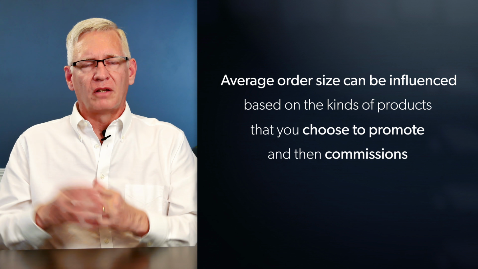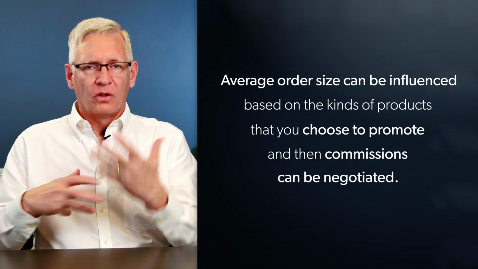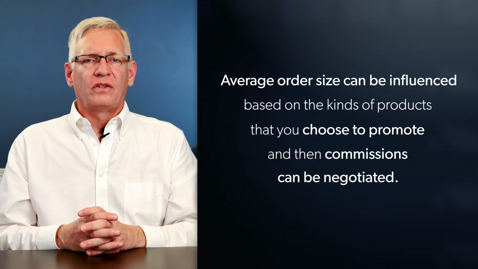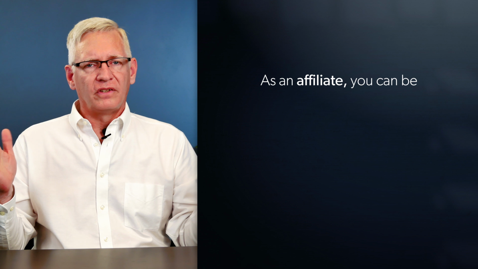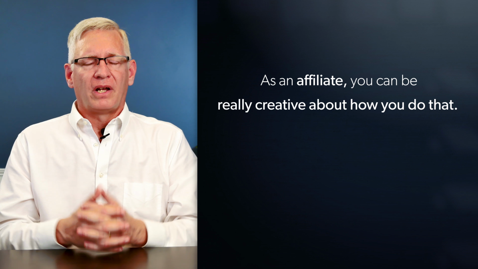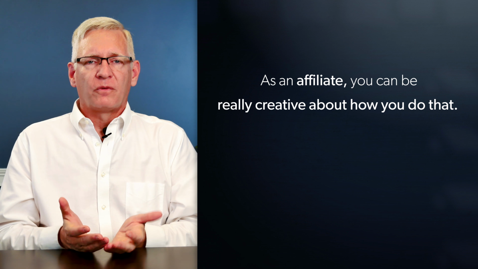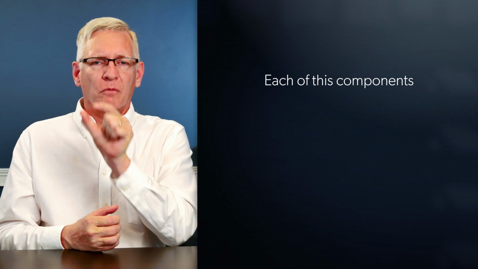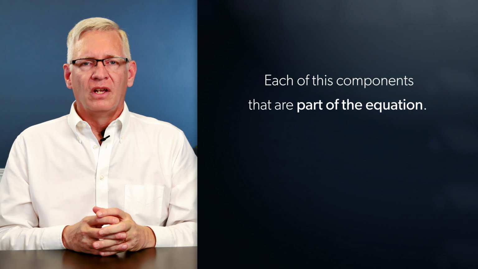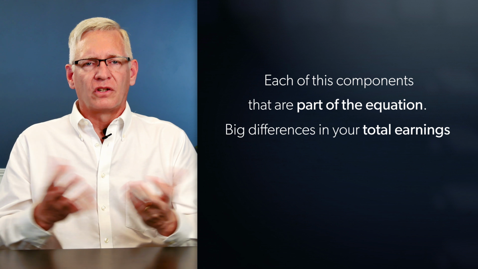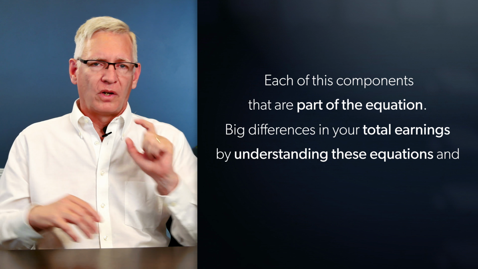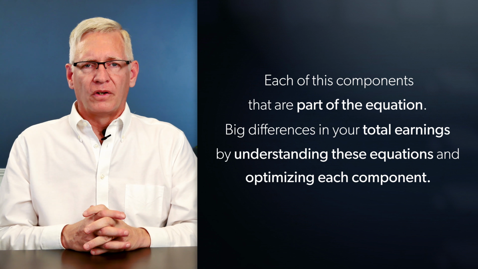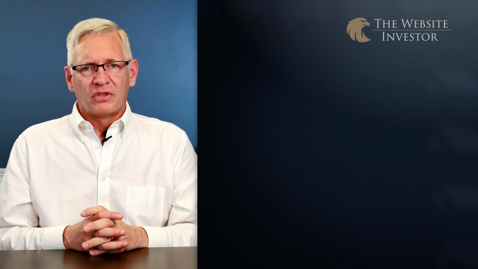And commissions can be negotiated in many cases. So there are opportunities for improvement all across that equation as an affiliate, and you can be really creative about how you do that. That's how the math works as an affiliate. I'm sure we'll have future episodes where we discuss each of these components, because you can make big differences in your total earnings by understanding these equations and then optimizing each of those components.